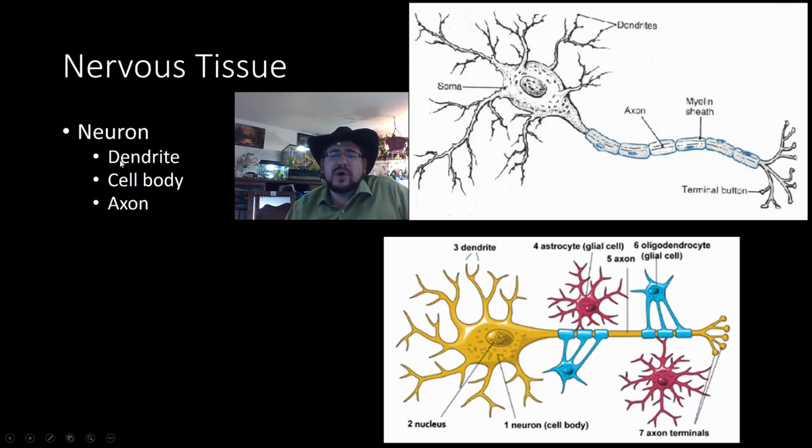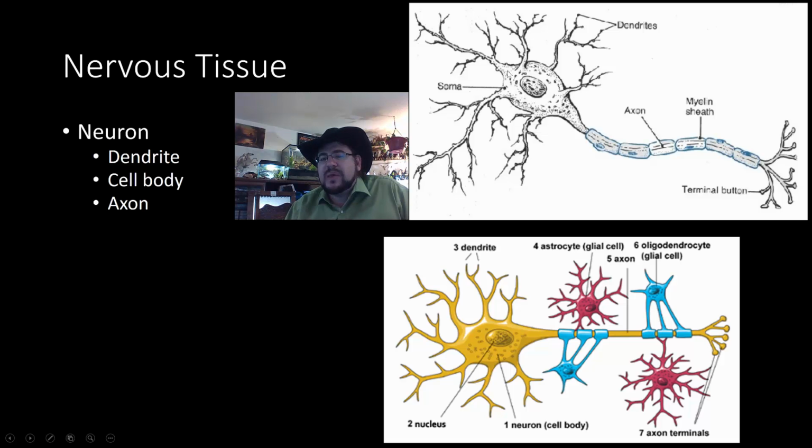So the neuron is composed of 3 parts. We have the dendrites. When you look at a nerve cell, you will see a bunch of tree branch looking things coming off of it. These tree branches are the dendrites. They connect up to the neighboring nerves.